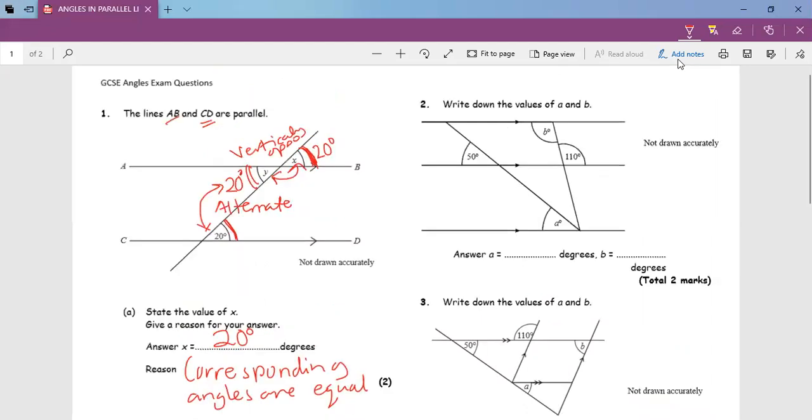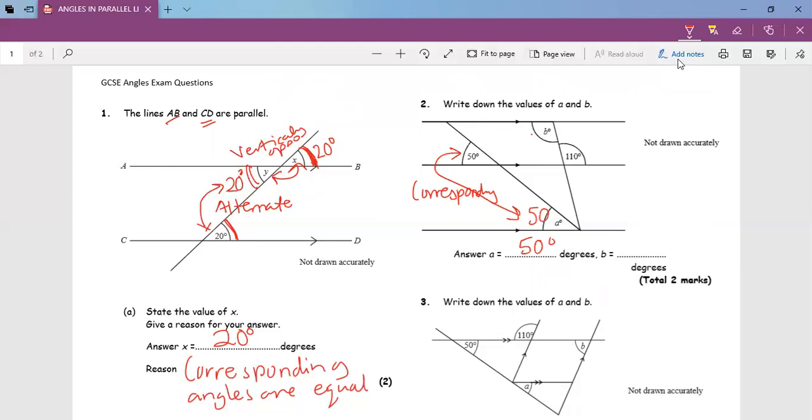We go to question number two. Write down the value of A and B. So again, when you look at A, basically the value of angle A will be 50, because if you look at this one and this angle, both of them are corresponding. So when they are corresponding angles, then they are equal. Corresponding angles are equal. So if this is 50, even A will be 50.